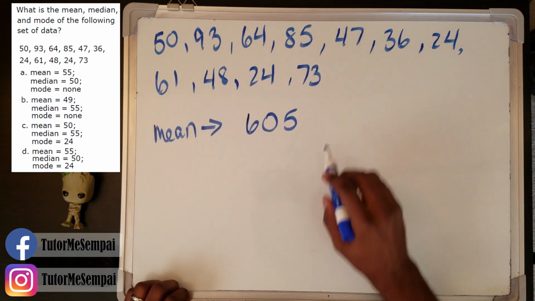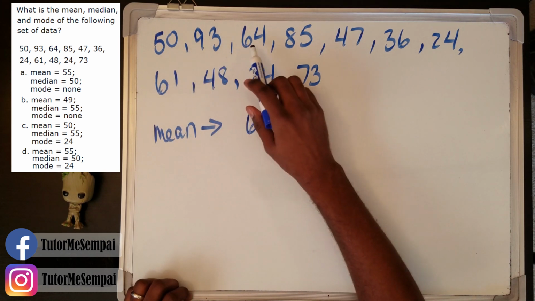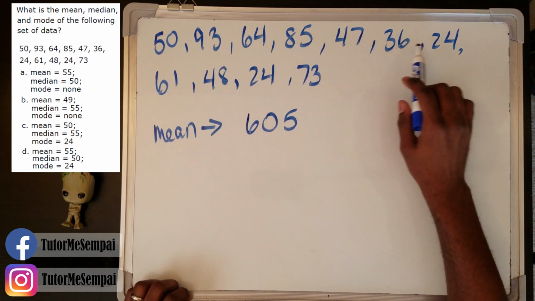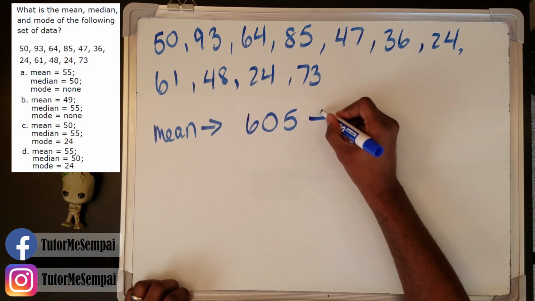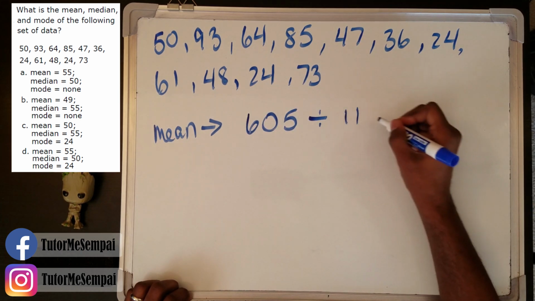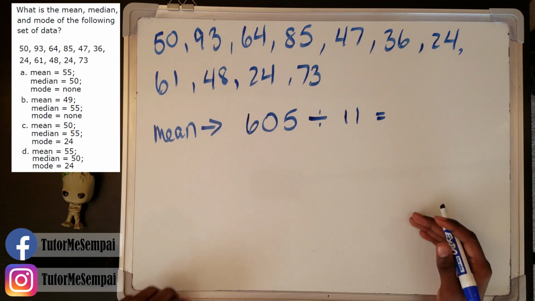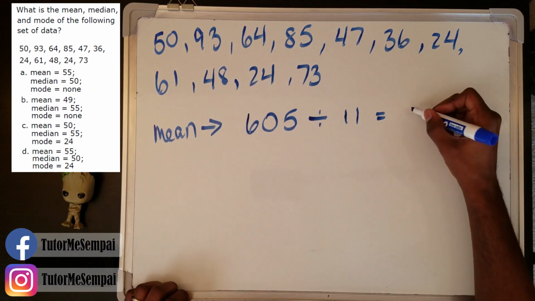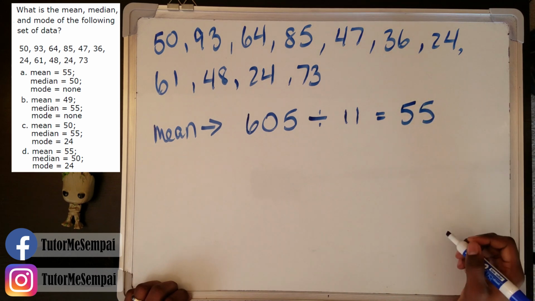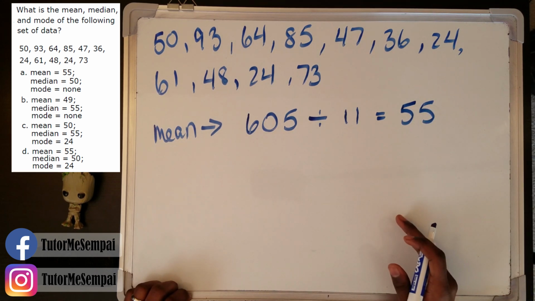Now that we know that sum, we have to divide it by the number of elements. So how many elements do we have here? We have 1, 2, 3, 4, 5, 6, 7, 8, 9, 10, 11. So that's going to be 605 divided by 11. What is 605 divided by 11? Well, that's going to be 55. So our mean is going to be 55.